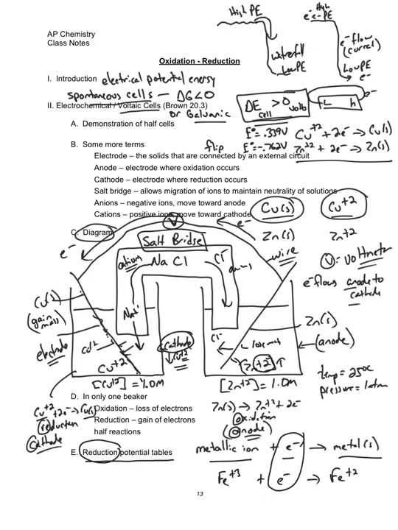So to create this cell, one of these will have to be flipped because both compartments cannot have reduction going on. One must be reduction and one must be oxidation. Okay, so those are the different components of a galvanic cell that you want to know.